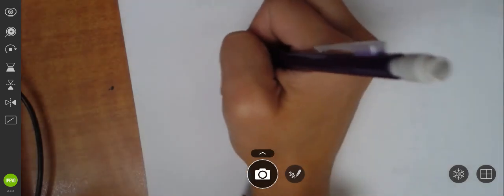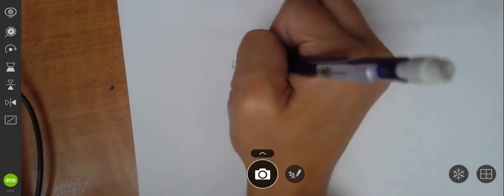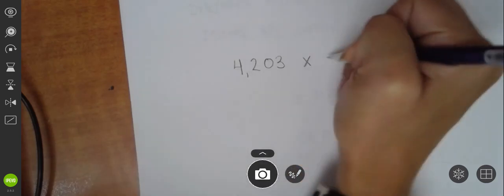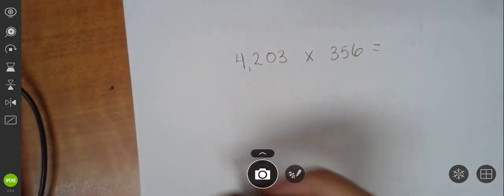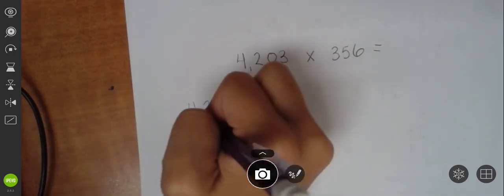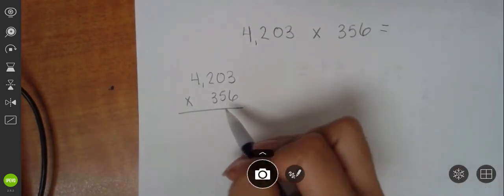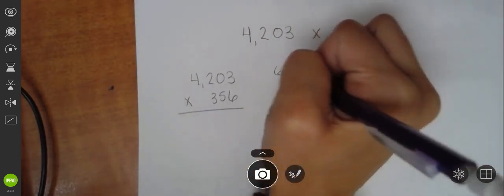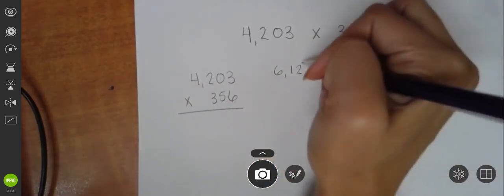In 5th grade, students are expected to be able to multiply a 4-digit number by a 3-digit number. So for example, first we are going to do this using the standard algorithm. 4,203 times 356. Again, students first should skip count by these numbers. This time I only need to go up to 4. That's the biggest number.